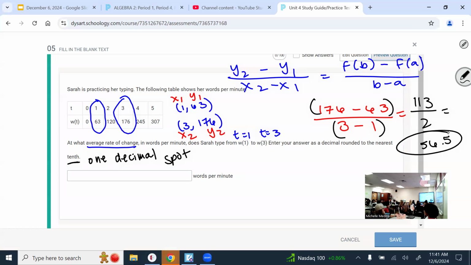It's already at 1 decimal spot. So all I really need to do is type in 56.5. That's how you find average rate of change. Questions on that one? Questions on others? Dan? Those questions. You said 11?